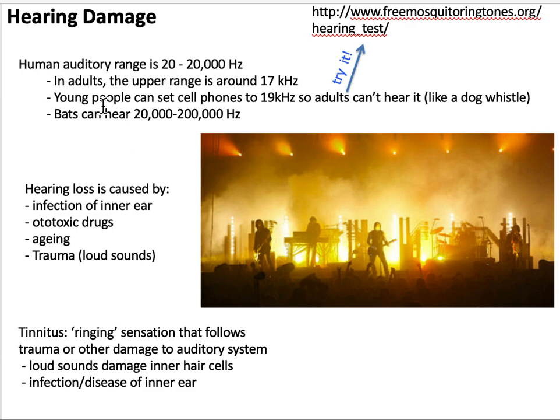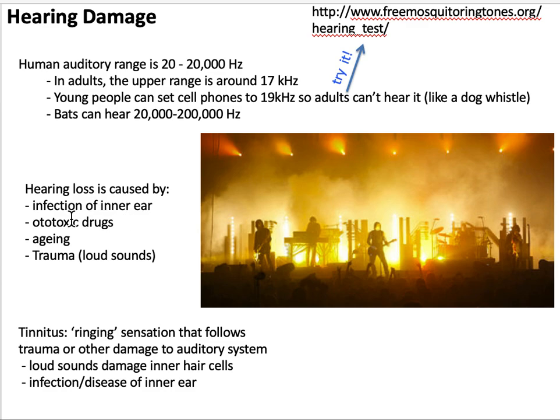I don't know if this is still popular, but at one time it was popular in high school to set your cell phone to 19 or 20 kilohertz so that the teachers couldn't hear it, but it annoyed all the other teens in the room, like a dog whistle. Other animals have a much larger hearing range, so bats can hear up to 200,000 hertz, at least 10 times as high as what humans can do. And hearing loss can be caused by a number of things: infection, ototoxic drugs.